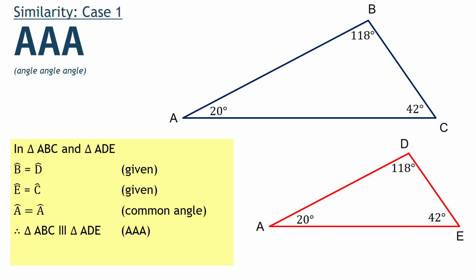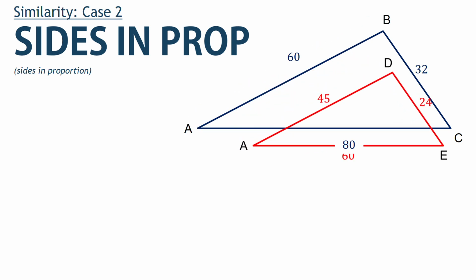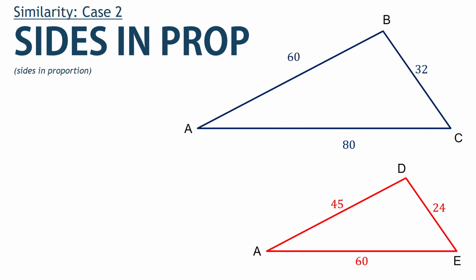Then I still need to prove it in another way. So now I'm going to remove the angles and work only with the sides. So my similarity case 2, sides in proportion. I'm going to move that one triangle down so you can see a bit better. Okay, so that's what I'm working with. I'm going to write the sides in proportion as fractions. So I'll say 32 over 24, 80 over 60, and 60 over 45, and see if they simplify to the same fraction or the same number.